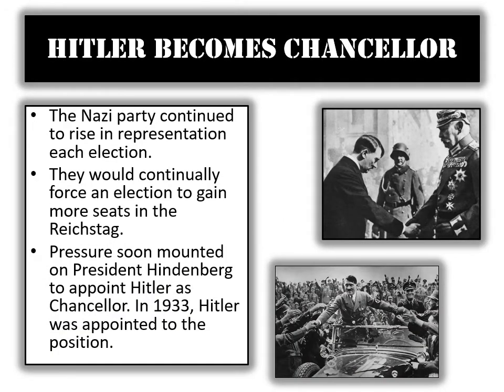Hitler becomes Chancellor. The Nazi Party continued to rise in representation each election during the early 1930s. They would continually force an election to gain more seats in the Reichstag, the German parliament. Pressure soon mounted on President Paul von Hindenburg to appoint Hitler as Chancellor, the second highest position in Germany. In 1933, Hitler was appointed to the position.